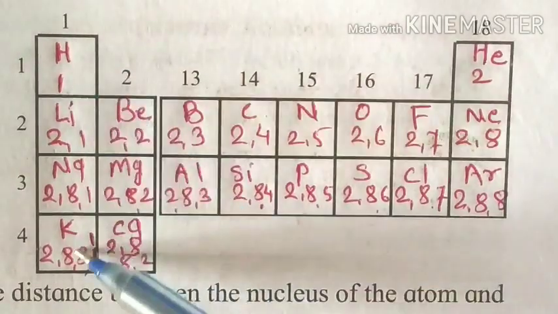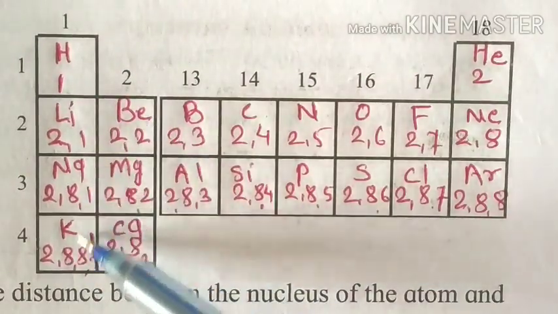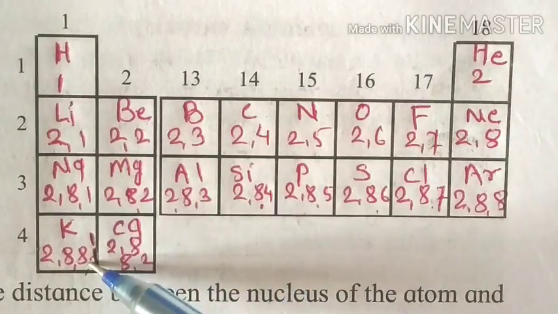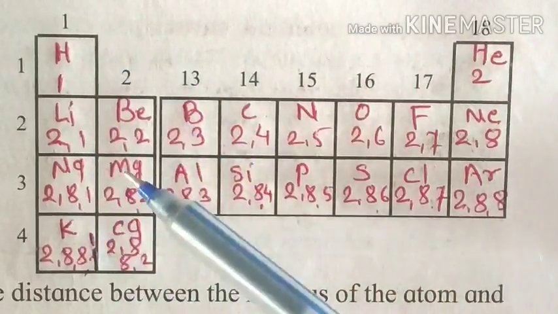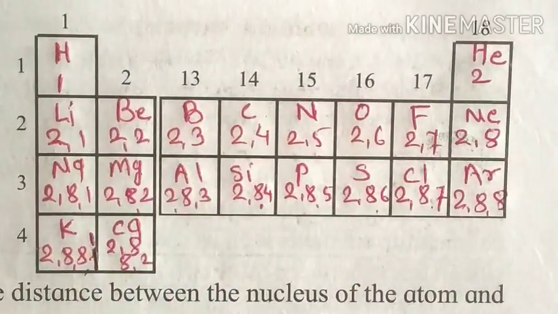As we move from top to bottom along a group, 1 shell is added, but the number of electrons present in the outermost orbit remains the same, and that is 1 in the first group, 2 in the second group. Likewise, their valency is also 1 and 2.